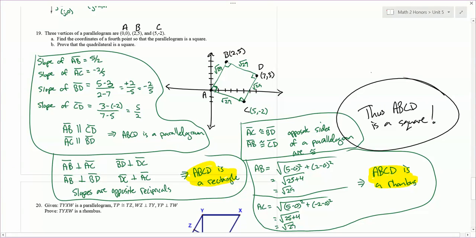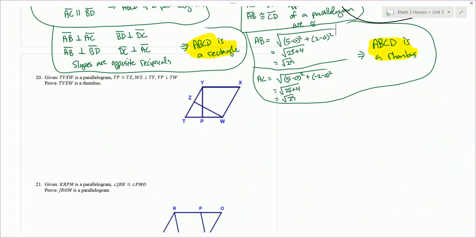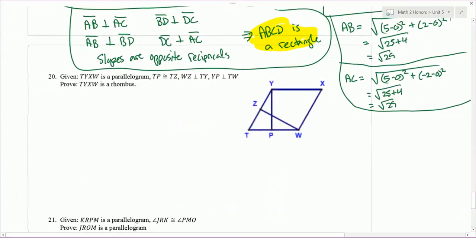Okay, on to number 20. So here we're given TYXW is a parallelogram, and we're going to do a two-column proof here. So statement, reason. And so we'd like to show that it's a rhombus. So the givens, TYXW is a parallelogram.